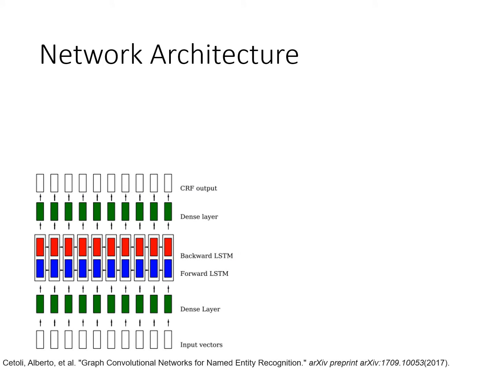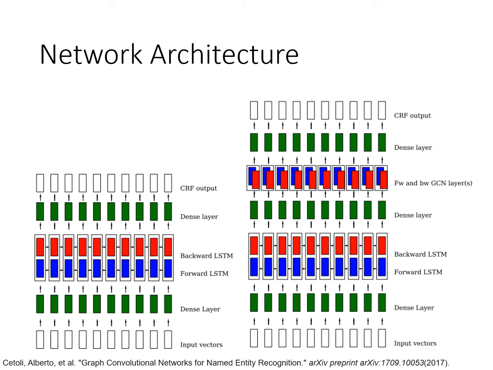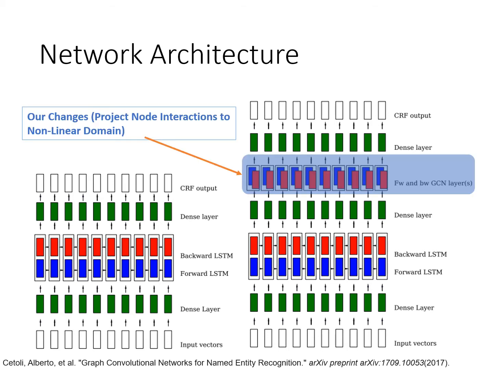We use Marcheggiani et al.'s graph convolutional networks for named entity recognition as the base model for our approach. The non-graph convolutional network is shown on the left. On the right, on the deep learned features, we add forward and backward graph convolutional layers followed by a dense layer and then a CRF output. We have also made a small change in the proposed architecture. We add a non-linear projection for the node interactions.